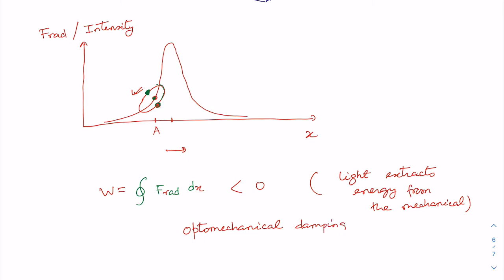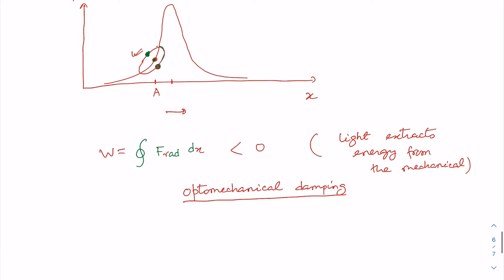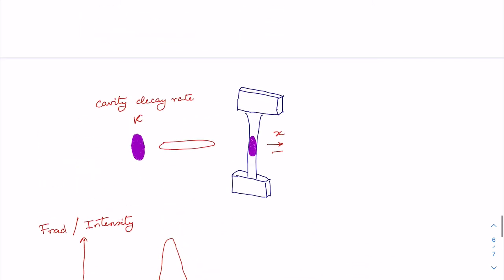optomechanical damping. By the way, this kind of calculation was done by the Russian physicist Braginsky and his co-workers way back in 1970. This phenomenon is called optomechanical damping. And such a mechanical object, this kind of cantilever, is usually coupled to a fluctuating thermal environment, and because of this damping force, which is usually associated with little noise, it also cools the mechanical mirror.